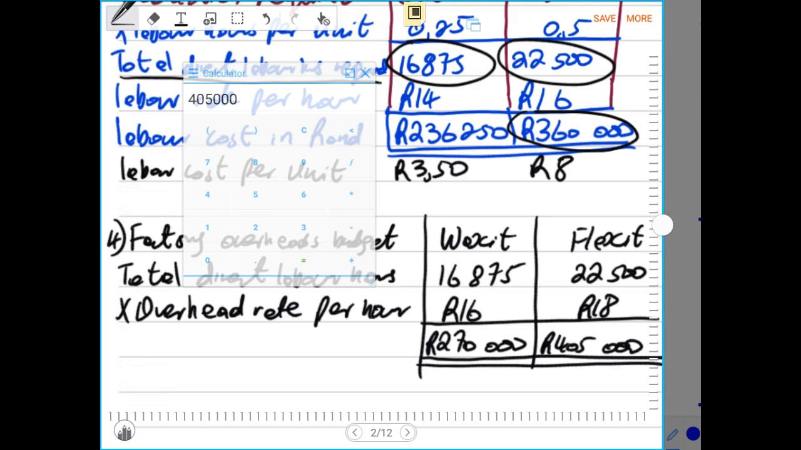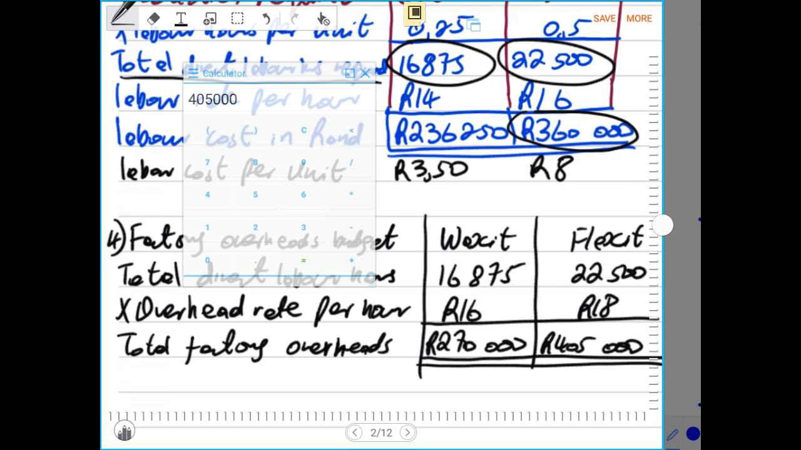Therefore, this will be the total of the manufacturing overheads. Total factory overheads. So now these are the total factory overheads.